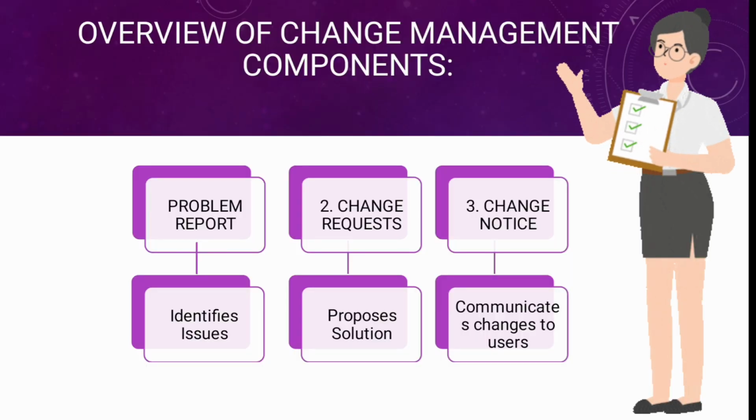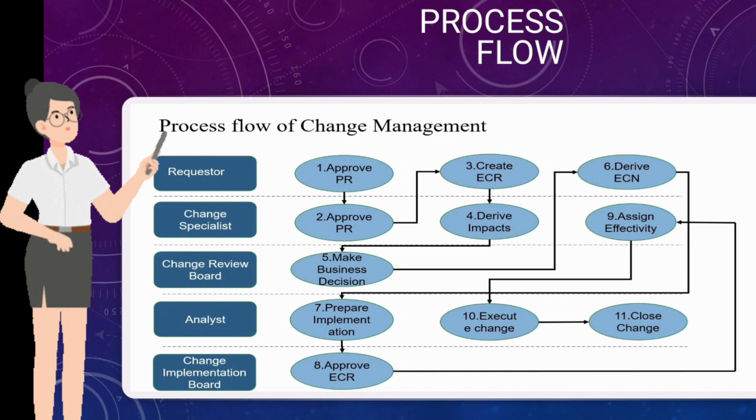Overall, problem reports are used to identify issues, change requests are used to propose solutions, and change notices are used to communicate changes to stakeholders. Together, these three components make up an effective change management process that helps organizations manage changes in a structured and efficient manner. Now, let's look into the process flow of change management.